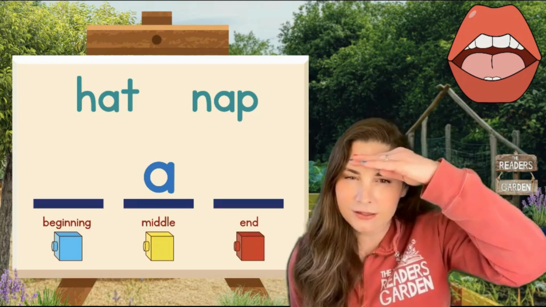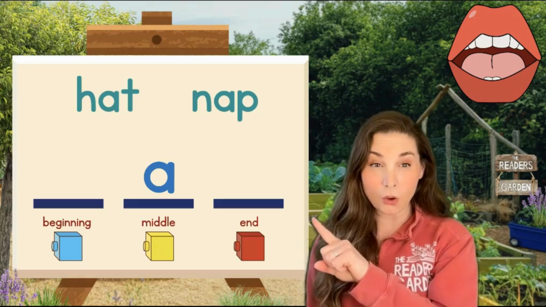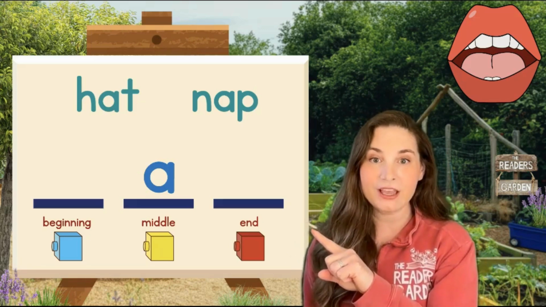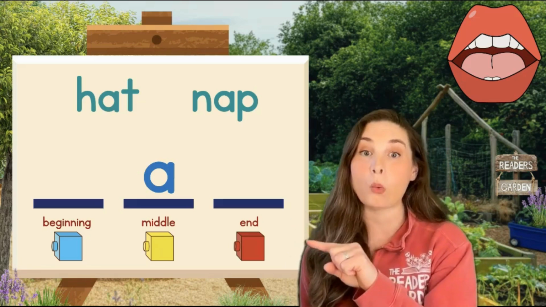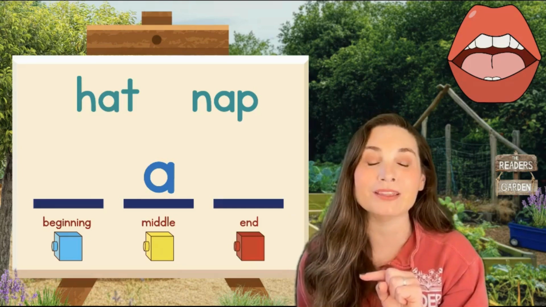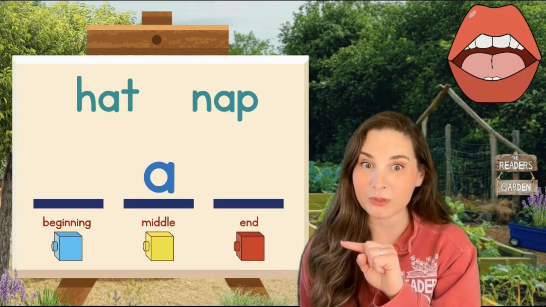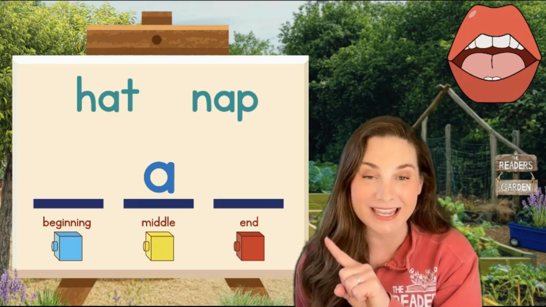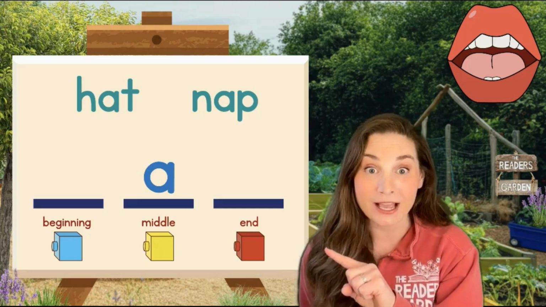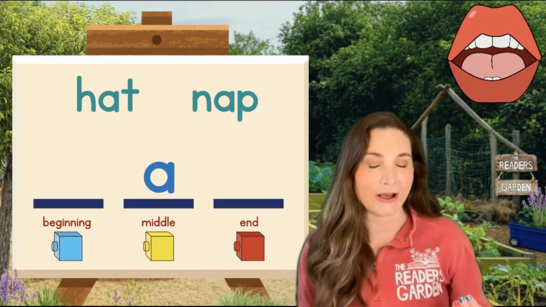Sometimes we see the letter A in the middle of words. If you look over at my board next to me, you'll see there's 3 lines. One line's above a blue block, one line's above a yellow block, and one line's above a red block. If you look above the yellow block, we see the lowercase letter a, showing us that the lowercase a sometimes shows up in the middle of words.